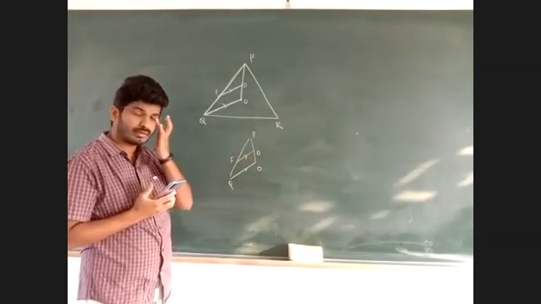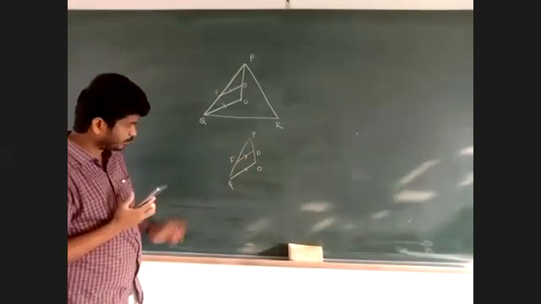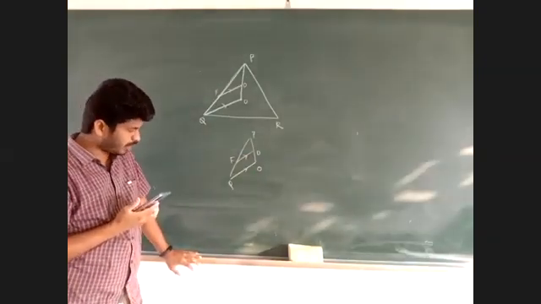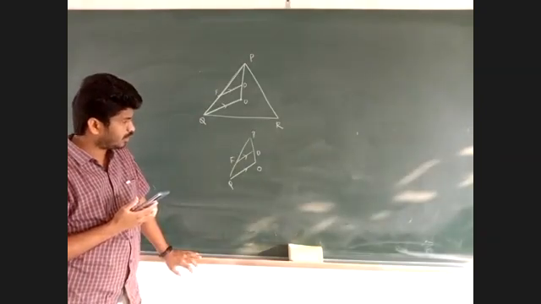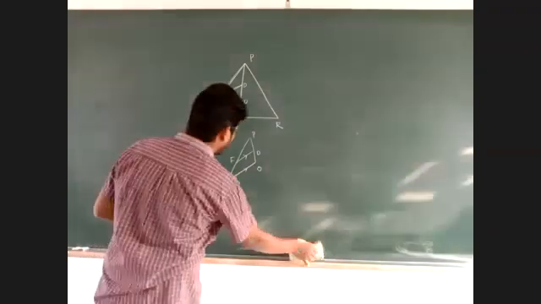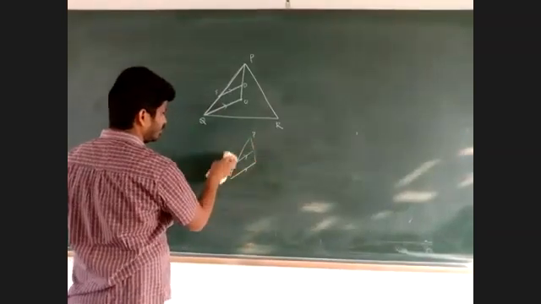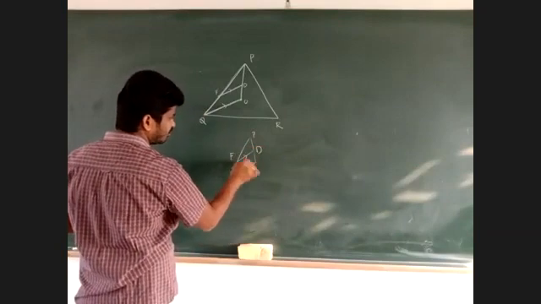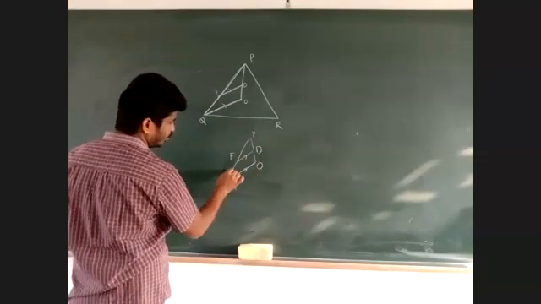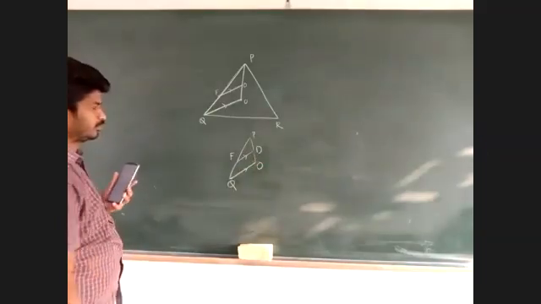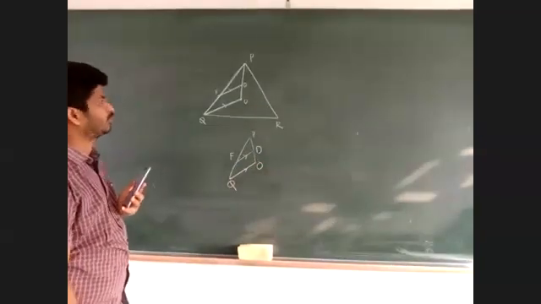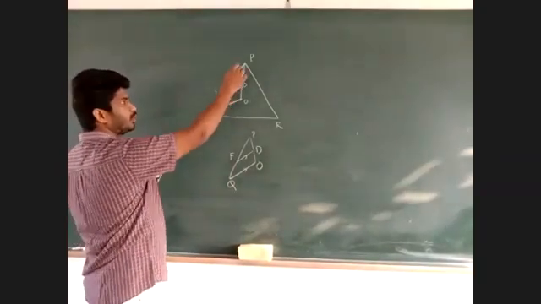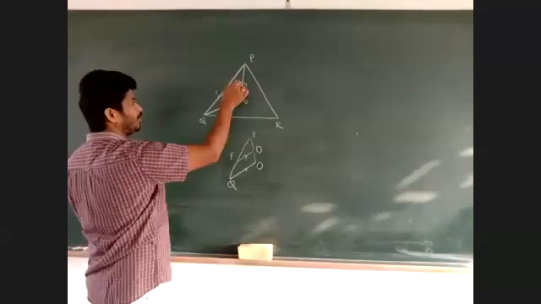Sir, the letters are not clear. This is P, this is D, this is F, this is O, this is Q. PF by FQ is equal to PD by DO. From this figure also same, right? So PF by FQ equal to PD by DO.